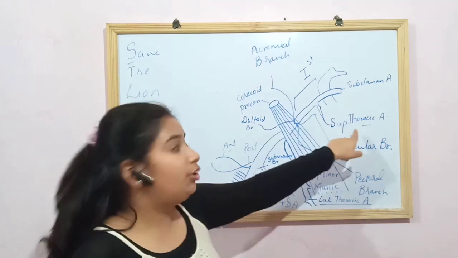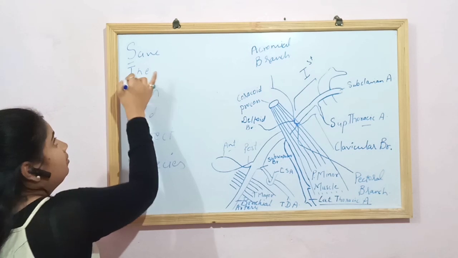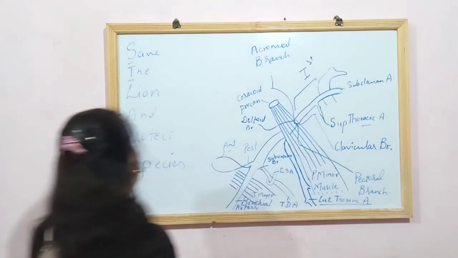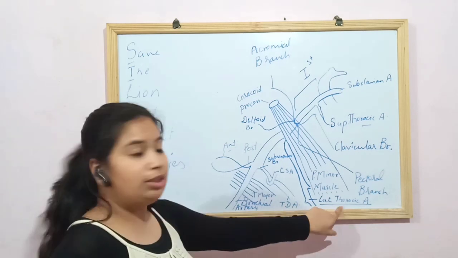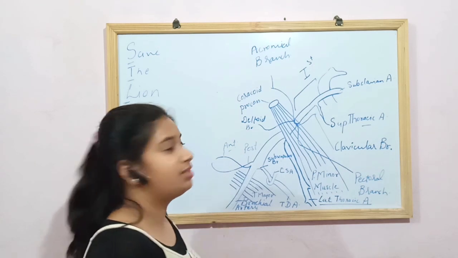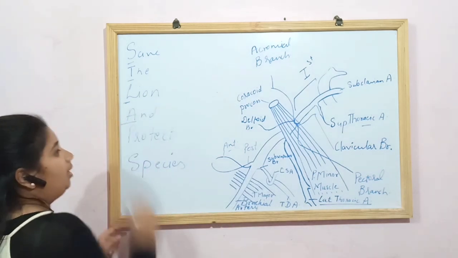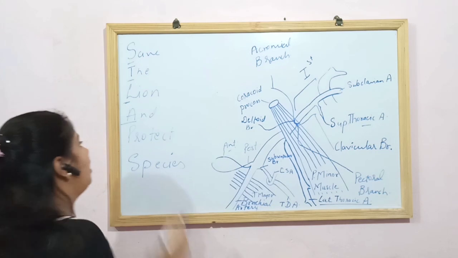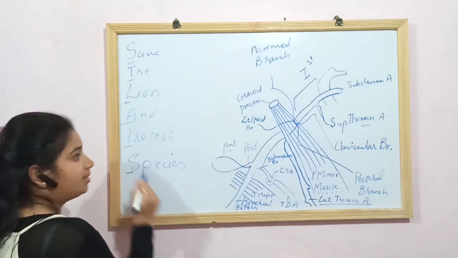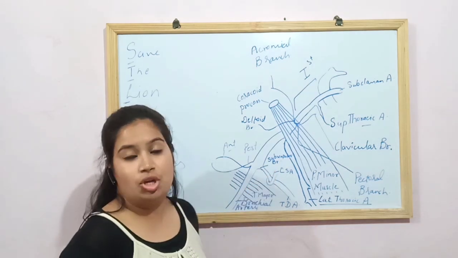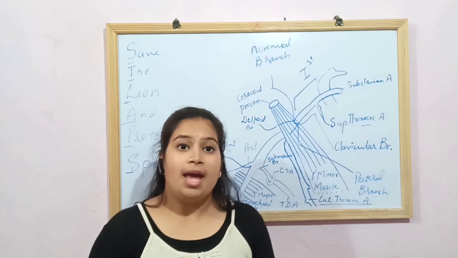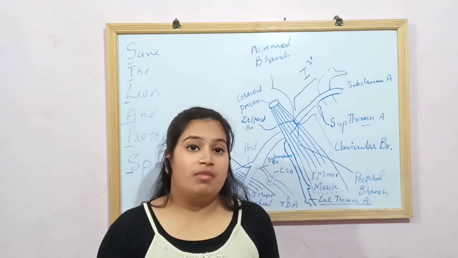S for superior thoracic artery, the thoracoacromial artery which gives four branches. L, lateral thoracic artery, this one which is part of the second part. A, anterior circumflex humeral artery. P, posterior circumflex humeral artery. S, the subscapular branch, or you can say the subscapular artery. So this was the axillary artery, and moving on towards the applied part.